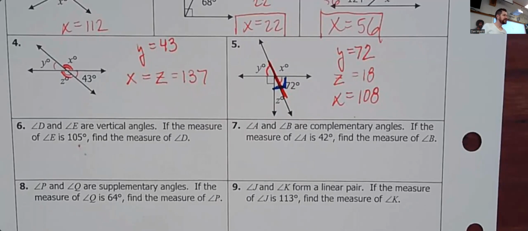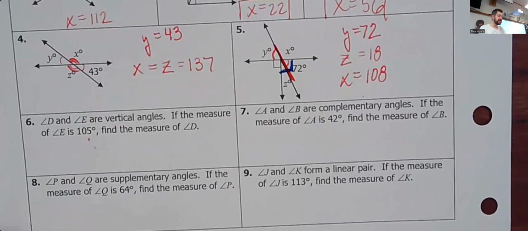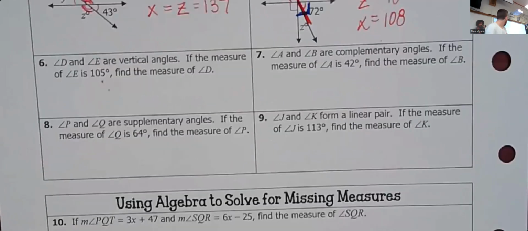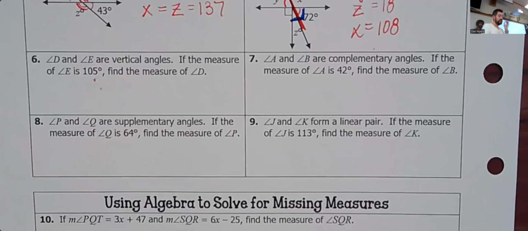All right, any questions so far? Hopefully it's making a little bit of sense. All right, let's keep going then. Number 6, angle D and angle E are vertical angles. If the measure of angle E is 105 degrees, find the measure of angle D.